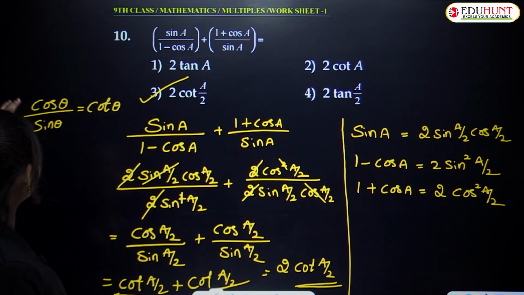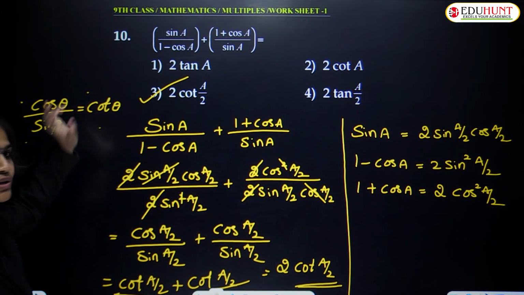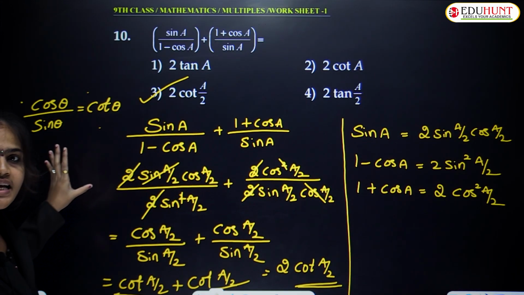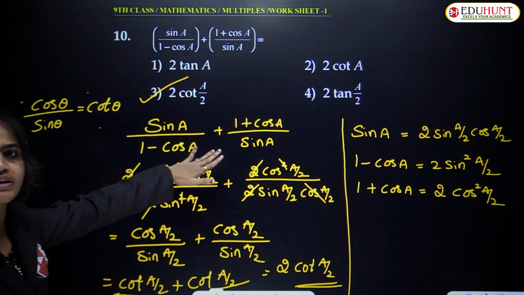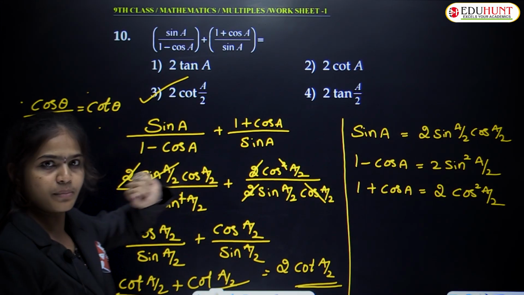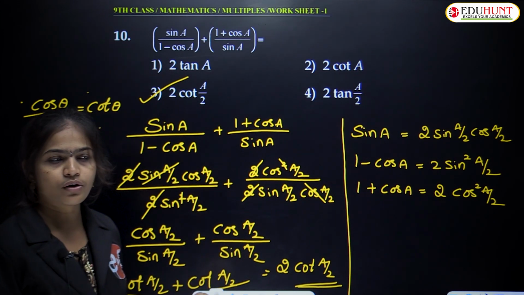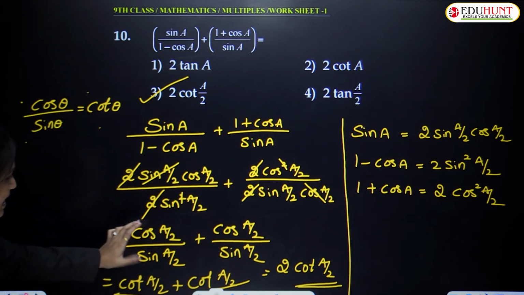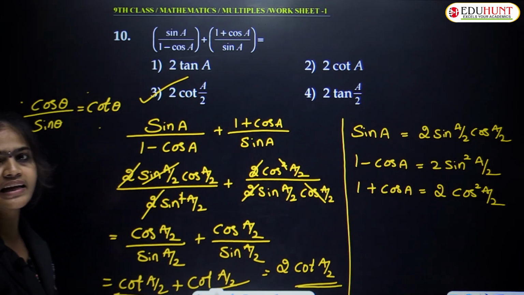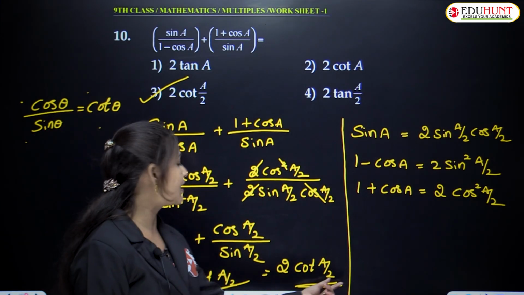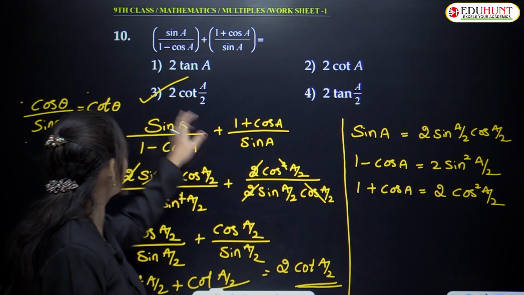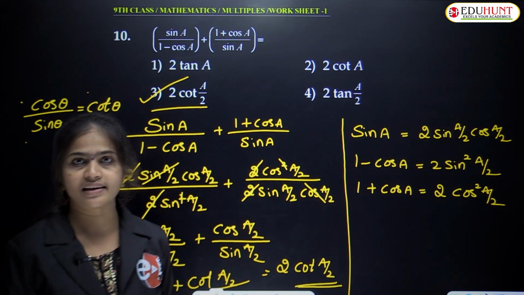Okay children, see that cos by sin is equal to cot. If sin by cos were there, it would be tan, and we would get 2 tan A by 2. But here cos by sin is there, so this is cot A by 2. Finally we get the answer 2 cot A by 2. So option 3 is the correct answer.